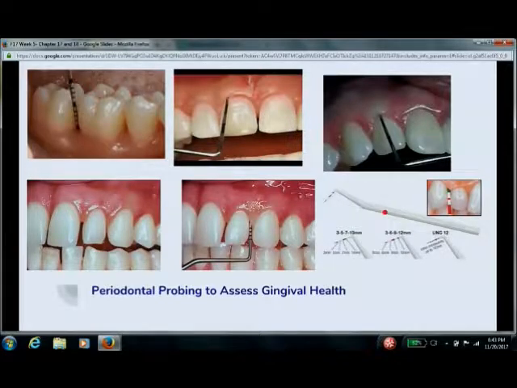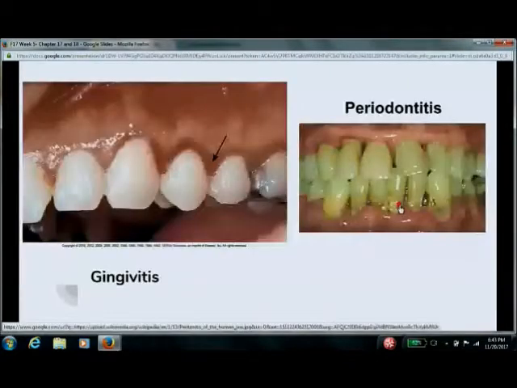And you can see from this picture that there are different types of probes that are used to measure this. This is not a painful process. And if you see this probe over here, this one's my favorite because it has green and red. So if you're in the green, you're okay. All right. So this is what periodontitis looks like, and this is what gingivitis looks like.